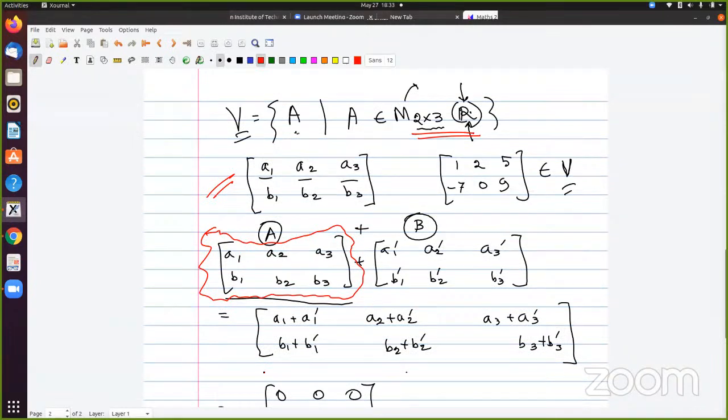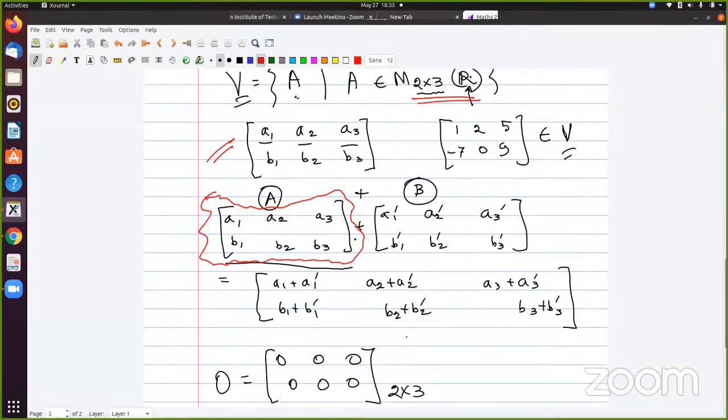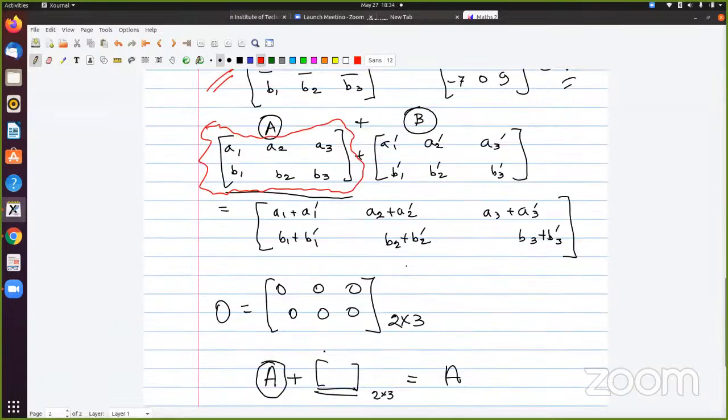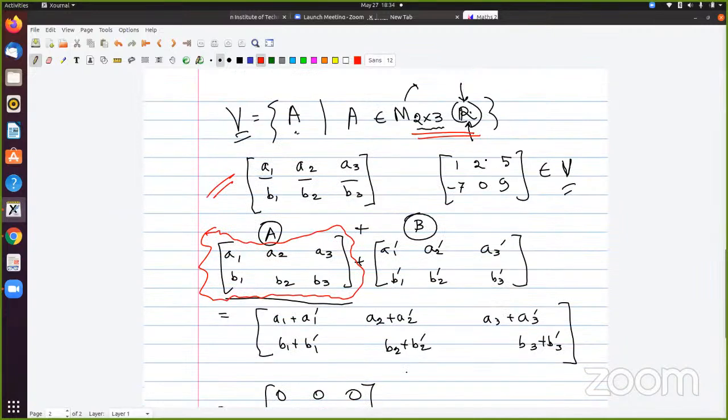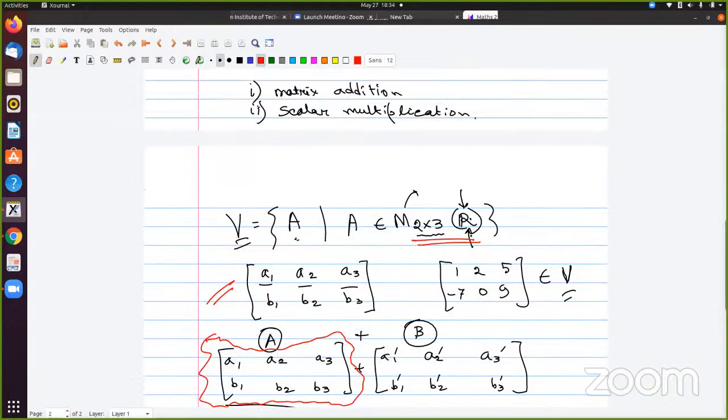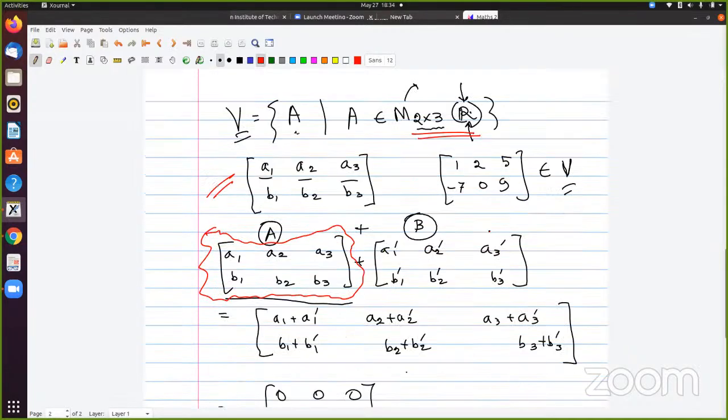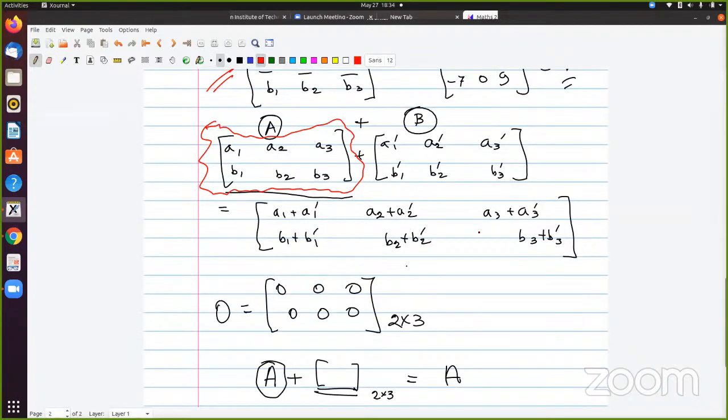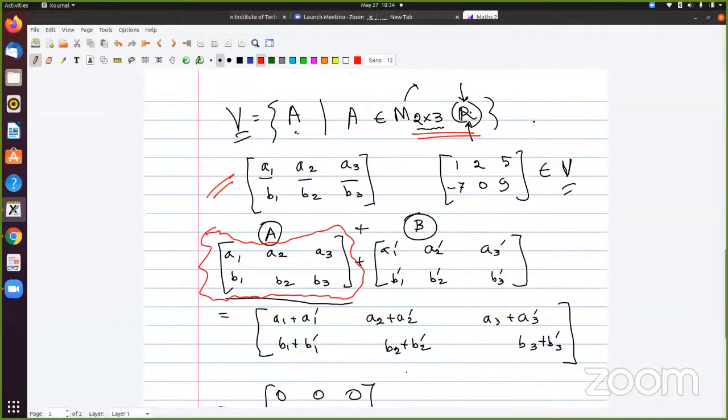What is addition? Addition is coordinate-wise, basically matrix addition. The zero vector is the 2 cross 3 zero matrix because we are dealing with 2 cross 3. So if it is m cross n, the zero vector will be the m cross n zero matrix. And for scalar multiplication, you know matrix scalar multiplication: if you put a C here, it comes inside with every element. That is the scalar multiplication. Till now I have discussed only this much. These are the types of vector spaces we have to deal with.